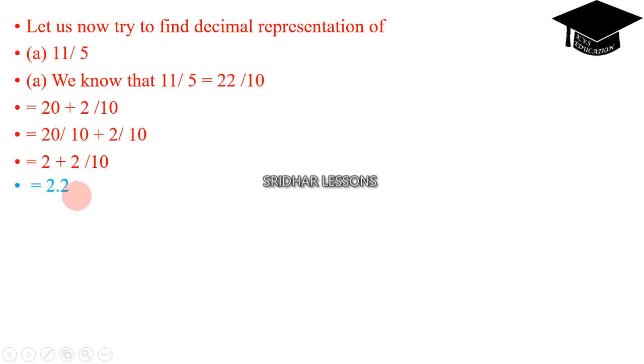Observe carefully. We are just simplifying the numbers. 11 by 5 can be simplified as 22 by 10, and this 22 by 10 can be represented as 20 plus 2 by 10. This 20 can be written as 20 by 10 plus 2 by 10. So 2 plus 2 by 10 and 2.2.